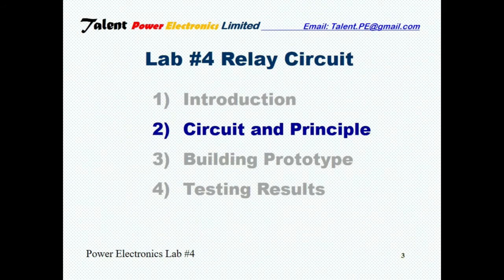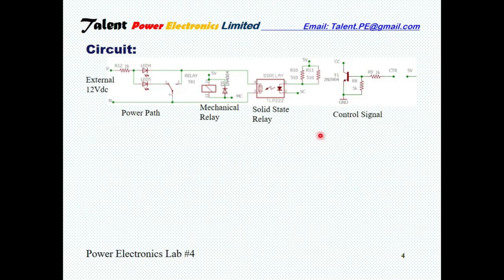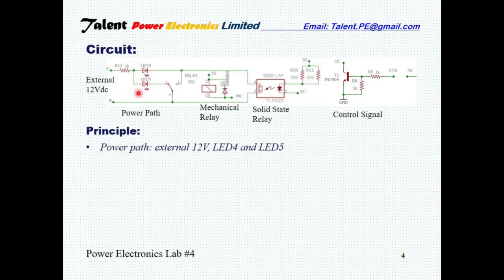Now let's look at the circuit of the prototype and its working principle. Here is the schematic of the prototype circuit. A common power path is used to test two relays individually. The power path consists of an external 12 VDC and two LED lights, LED 4 and LED 5. The common control circuit is used for testing. The control signal can be switched to the 5 volts, which is the output of the linear power supply built in Lab 2. The NPN transistor T1 is used to switch the control signal of the relays.